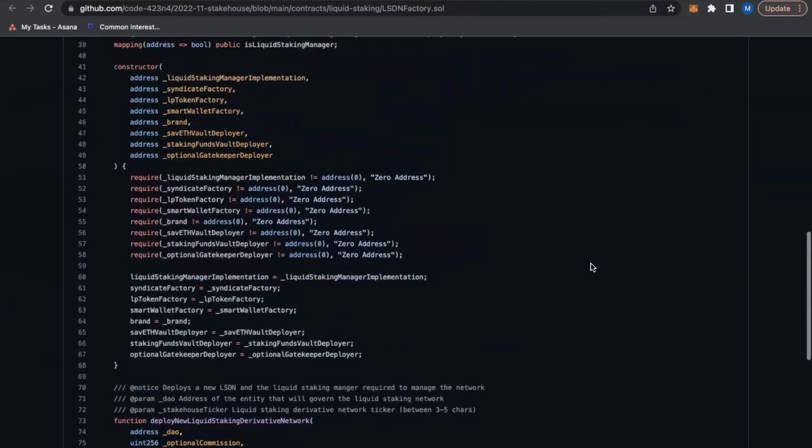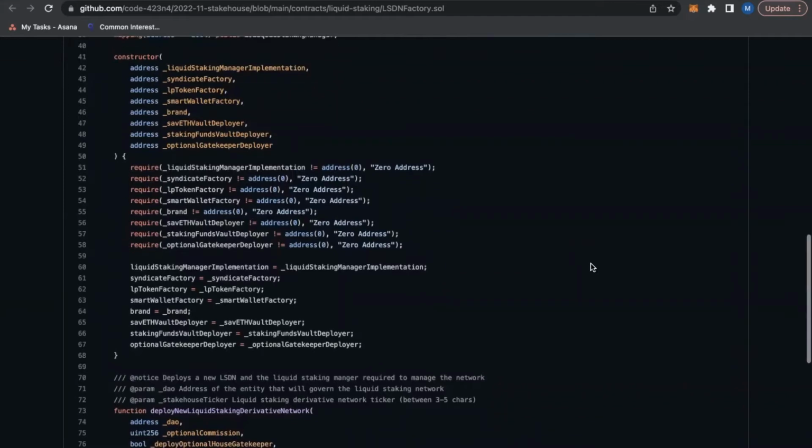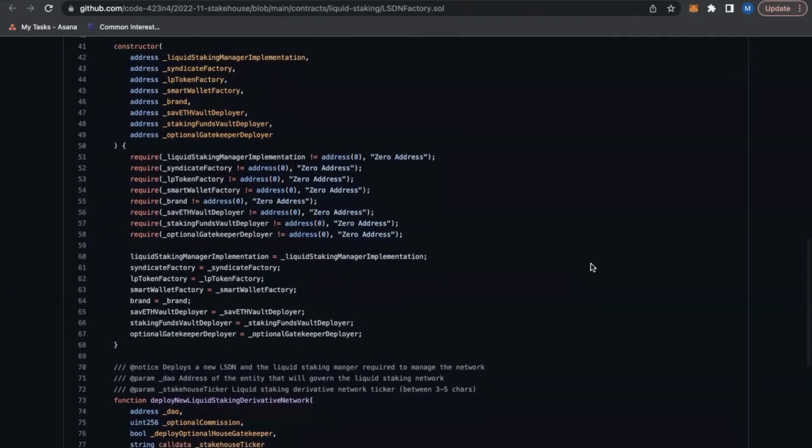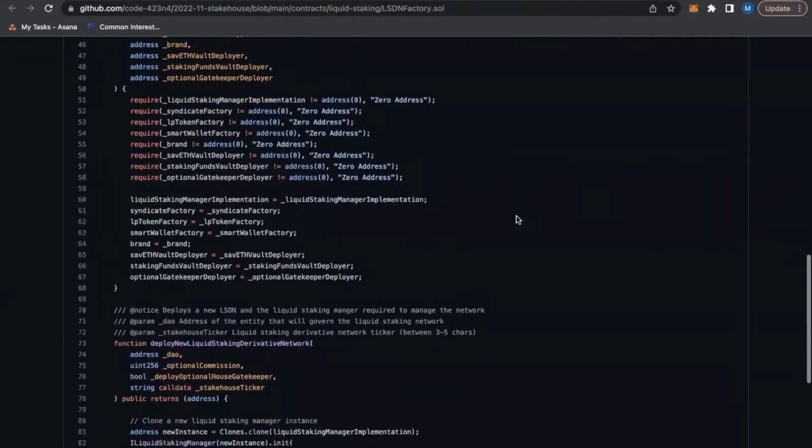Sorry, what do you mean by ETH receiving? So you have a Save ETH vault. What is a vault? Save ETH vault is the protected staking pool. Okay, but it's a pool. Okay. Yeah.